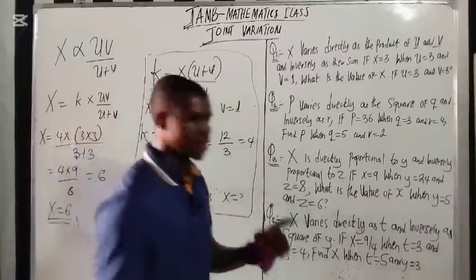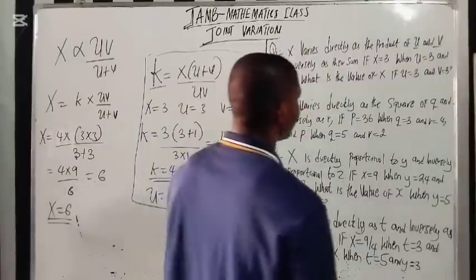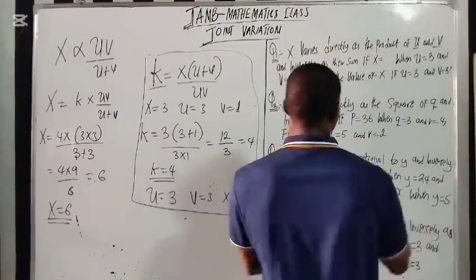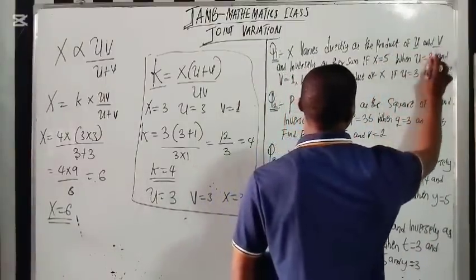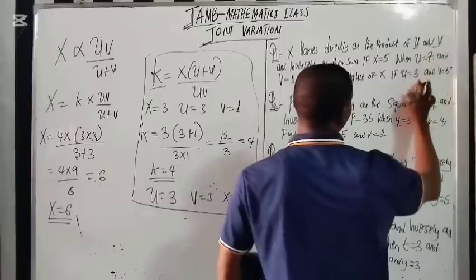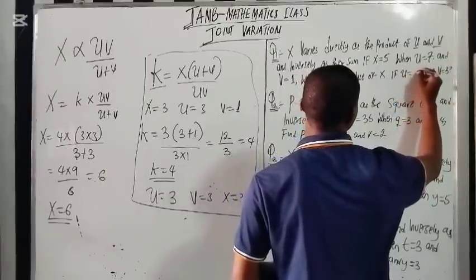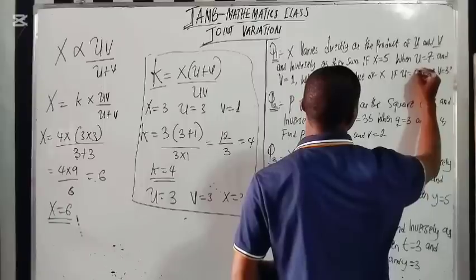Hope you understand. It's very easy. So now let me change the values here. Now let us say here we have 5, and here we have 7, and here let's say 9.